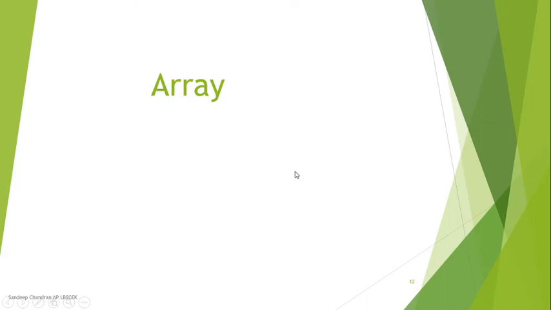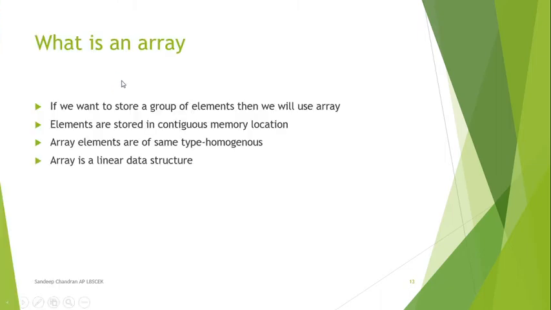Okay. Now we will talk about the first data structure, array. Already we know arrays. So what is an array? If we want to store a group of elements, then we will use arrays. Elements are stored in contiguous memory locations. Array elements are of the same type. Homogeneous. It's purely homogeneous. Array is a linear data structure. So you already know about arrays.